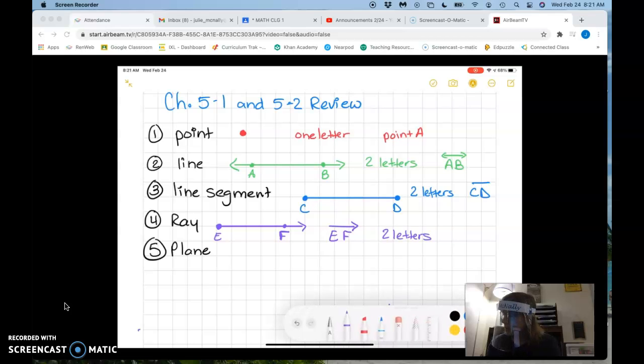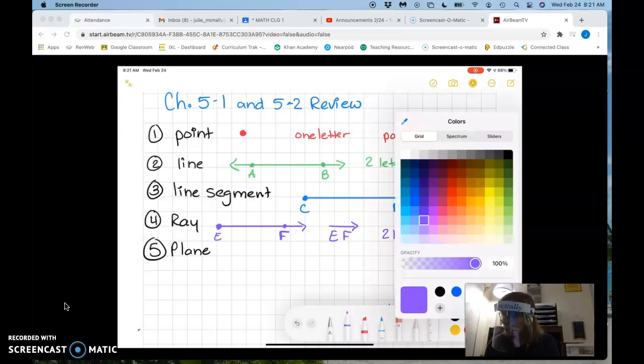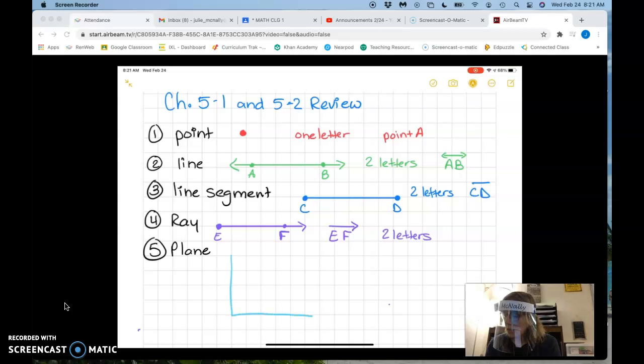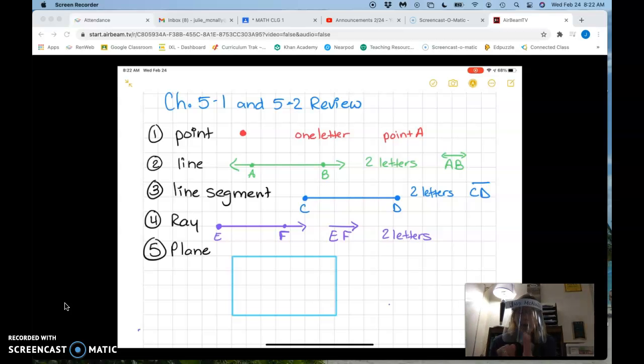And then a plane is what? A plane is like a rectangle or a sheet of paper. Okay? It is 2-dimensional. That means it's flat like a sheet of paper. When you turn it to the side, it's just very flat. And something special about planes is that they go on forever in all directions. So essentially, they just keep going even though we only see that small rectangle part of it.